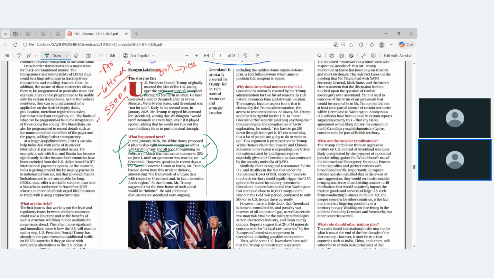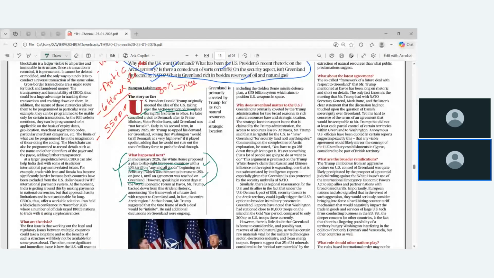Come to this paragraph: Why does Greenland matter to the US? This is another question. What exactly does it want from Greenland? The answer will be here. Greenland is primarily coveted by the Trump administration for two broad reasons. One is its rich natural resources, as I said in the beginning, the resource base, and the other is its strategic location. The strategic location aspect is what is claimed by the Trump administration, more than access to resources. Trump said he wants Greenland for security and not for anything else.